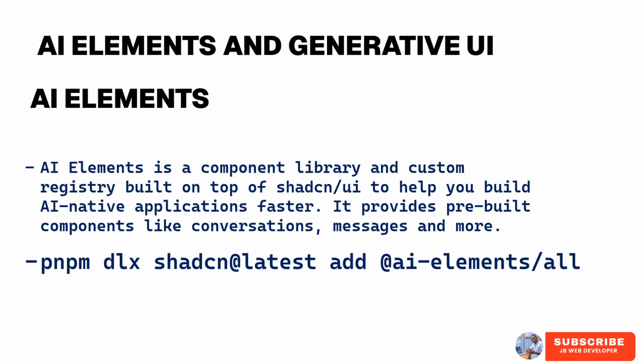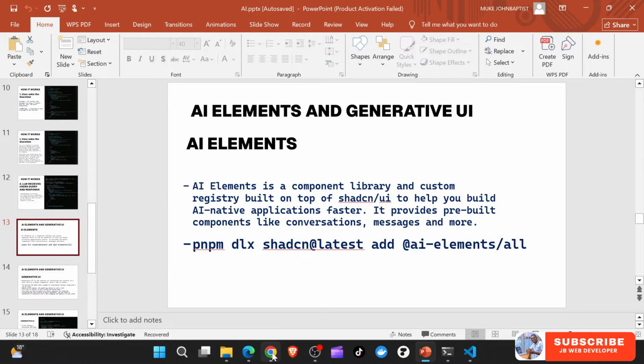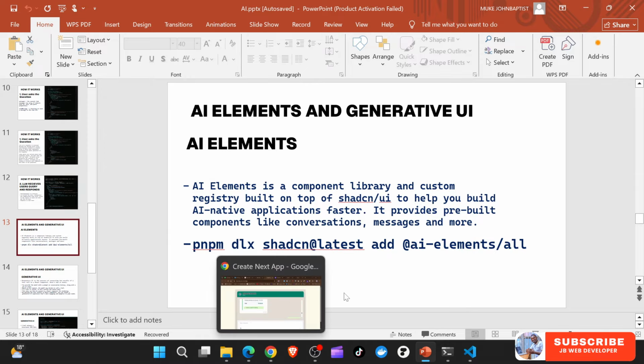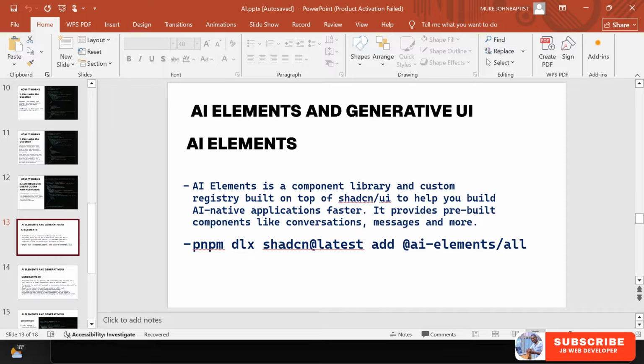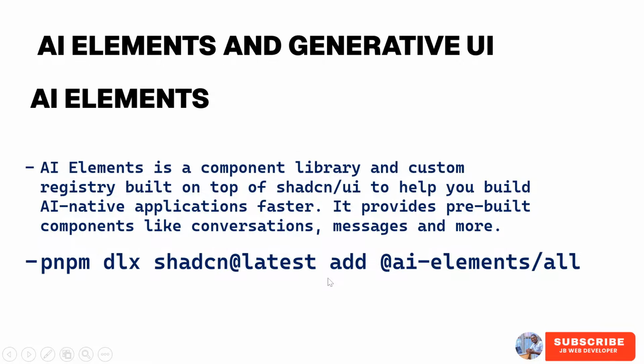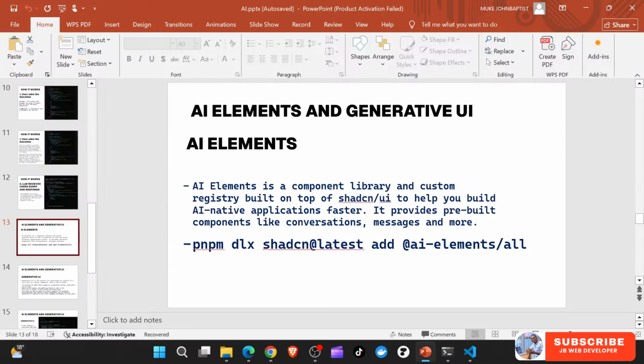Let's now talk about two things: the AI Elements and the generative UI. These days, building chatbots and chat UIs was difficult because of a set of unique elements that you needed. And then Vercel introduced AI Elements. AI Elements is a component library on its own with a custom registry built on top of shadcn to help you build AI-native applications faster.